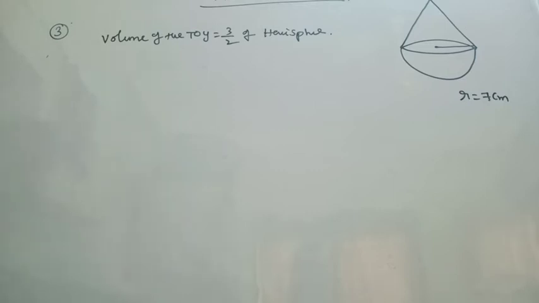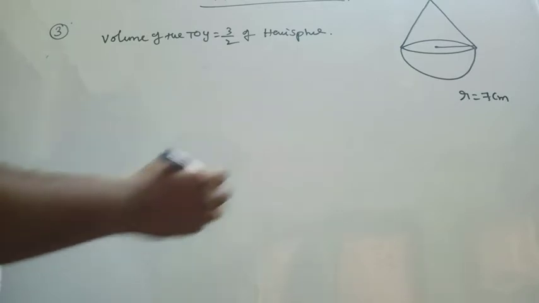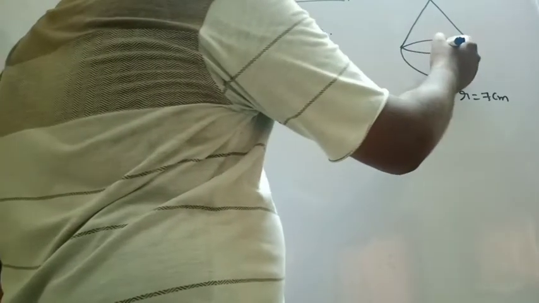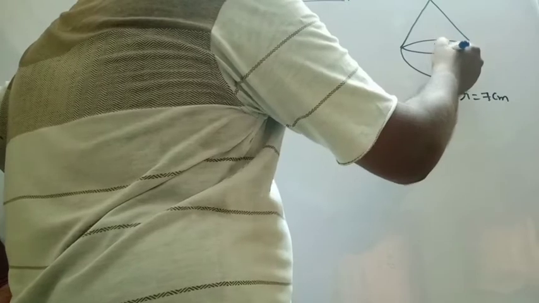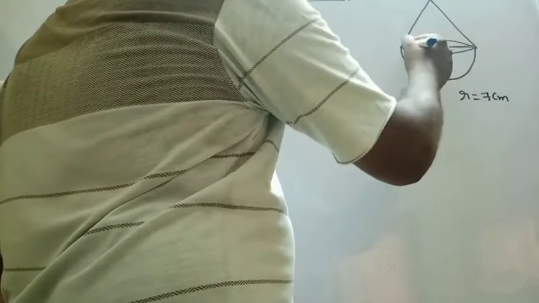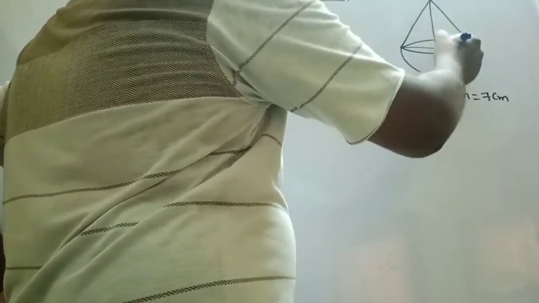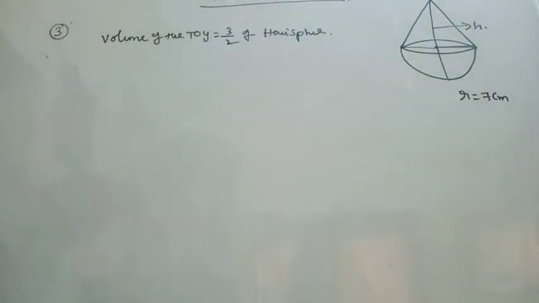They have given the radius. Now we need to find the height of the cone. Calculate the height of the cone and the surface area of the toy. That is what we are required to find. My dear students, here the radius r is 7 centimeter. This is also 7 centimeter. We want to find the height of the cone, and the surface area of the toy totally.